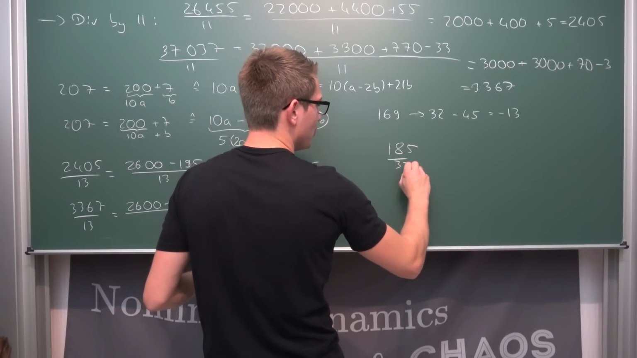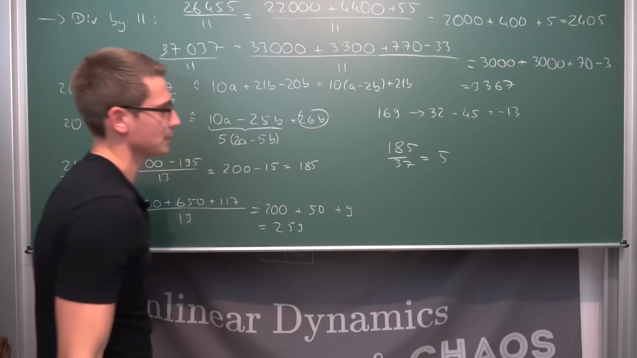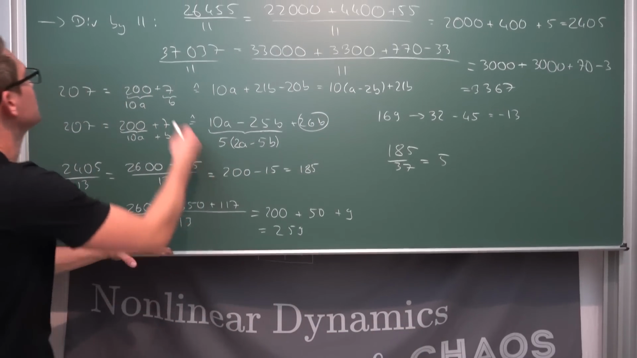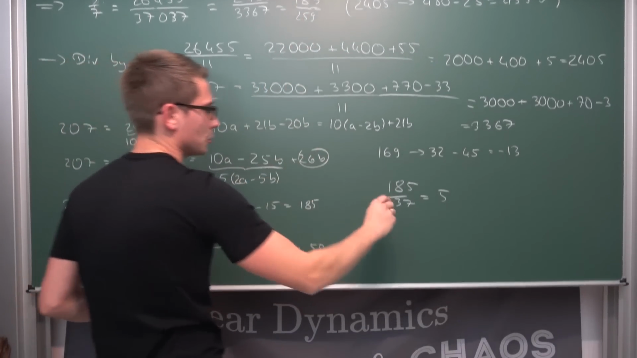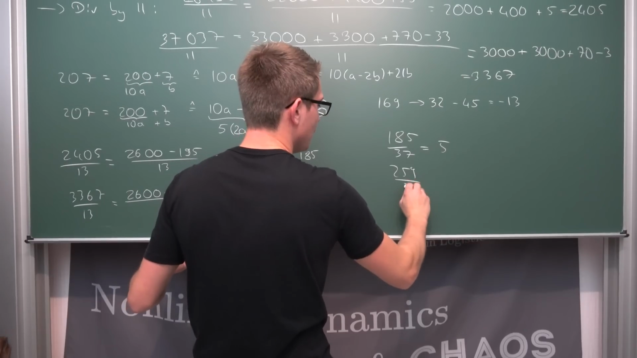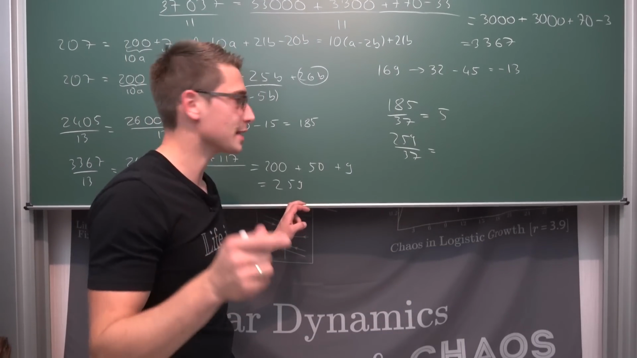185 divided by 37 is equal to 5, if I'm not mistaken. Yeah, obviously, we need to get back to 5. And what about 295 divided by 37? This should work out too. It should be 7 in normal case.